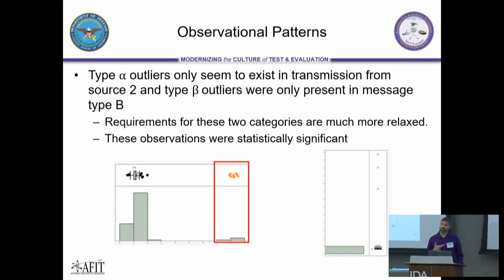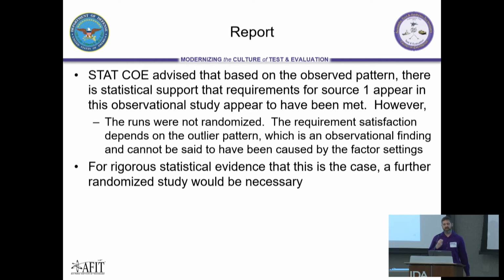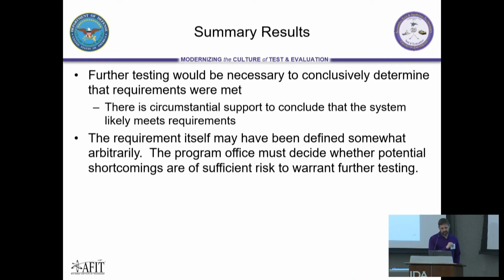also free from outliers. So we're able to say that there was observational statistical support that the requirements were being met even in the strictest place, and that the outlier rates weren't common enough to violate the requirements for some others. So we were able to give them a more powerful conclusion than they would have gotten otherwise. If they wanted rigorous statistical support, though, they would have to follow up with a randomized experiment.